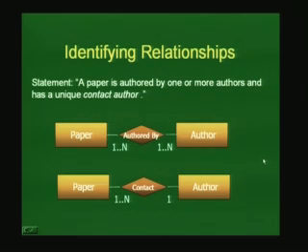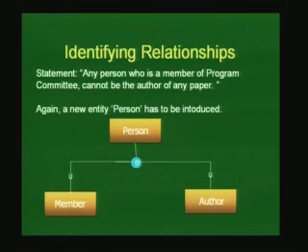So in the earlier case, there was a disjoint relationship. A PC chair may not be a reviewer. And here there is a membership requirement. That is, a contact author ought to be one of the authors of the paper. Let us come back to this again later. Again, any person who is a member of the program committee cannot be the author of any paper. So we'll come back to that earlier thing after taking this other constraint into perspective and then draw the entire set of relationships in one go.